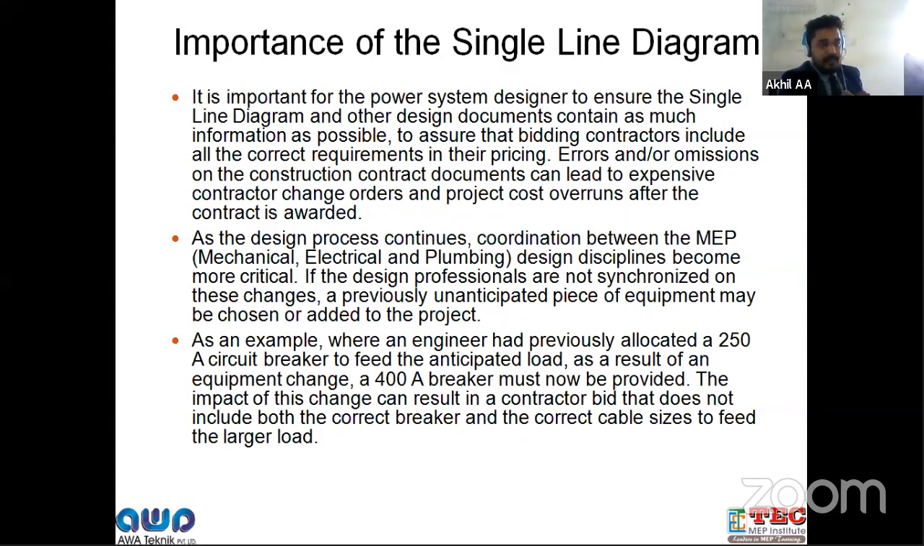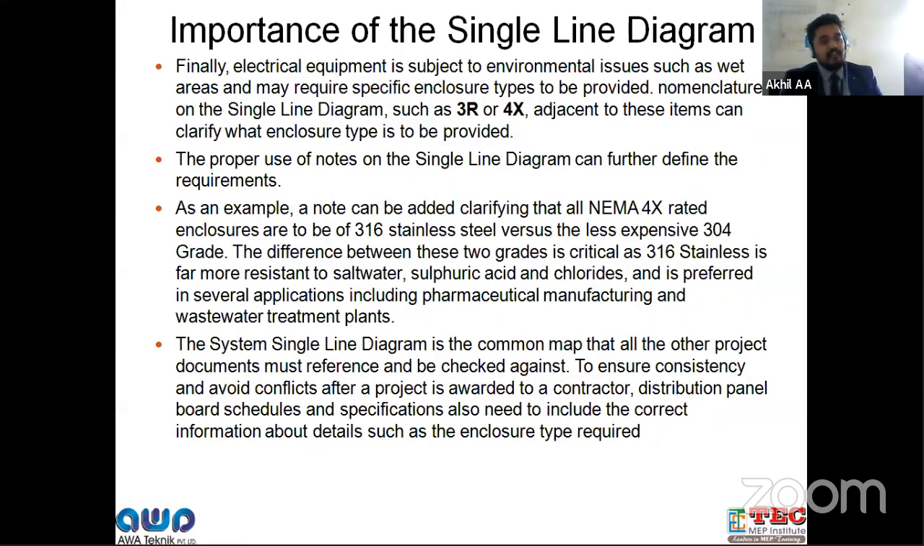Okay, then finally, electrical equipment is subjected to environmental issues such as wet areas and may require specific enclosure types to be provided. Nomenclature on the single line diagram such as 3R or 4X adjacent to these items can clarify what enclosure type is to be provided.